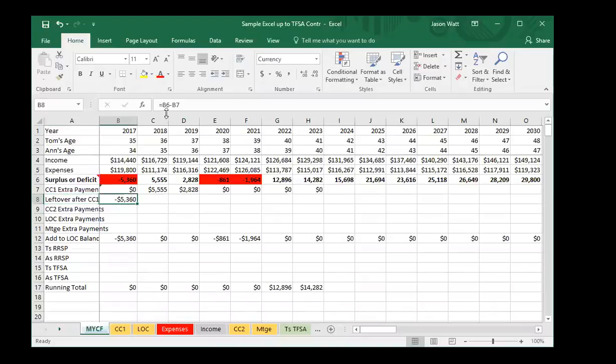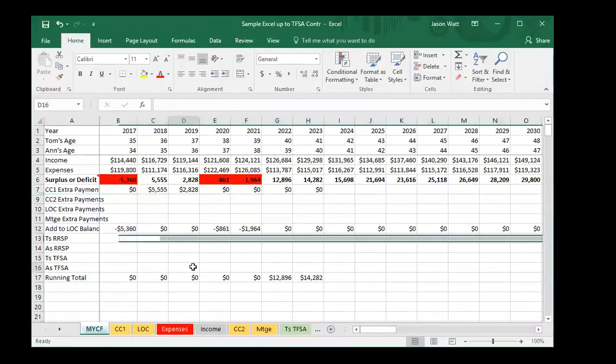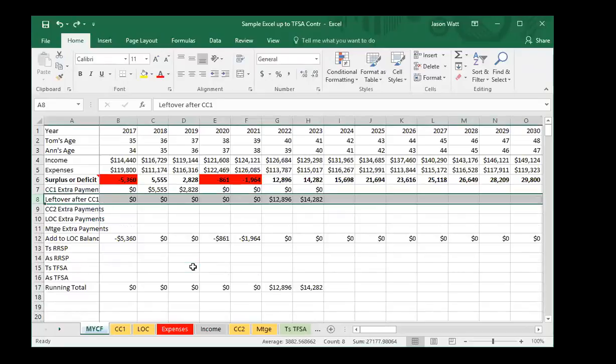But I'm only going to have that if that's greater than 0. So really, only if this amount is a positive number, and otherwise I have nothing left over here. And you can see where this is going to have an impact, which is over here. I got that $12,896 left over after credit card 1. Now, I don't necessarily want that showing on my multi-year cash flow sheet. Later on, I'm going to hide that so it doesn't look messy, but I'm going to leave it up there.